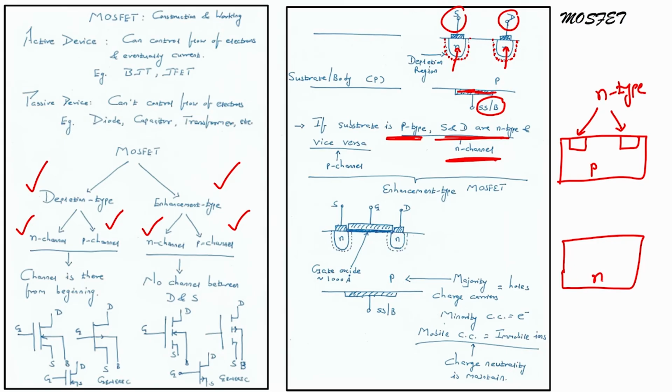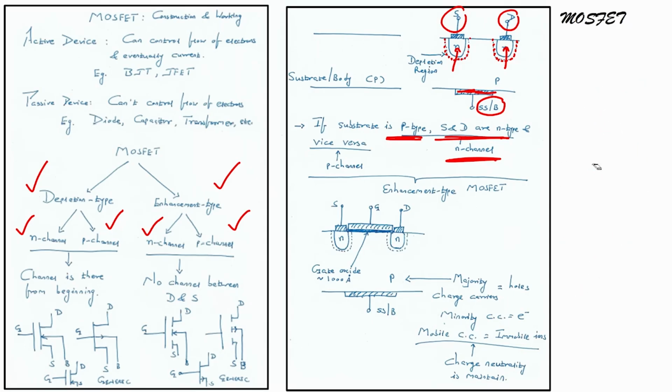If my channel is n type, meaning if my substrate is n type, my source and drain are p type. Okay, that is another way of understanding it. See, when I say n type and p type, I am talking about the substrate, not the channel. An n channel MOSFET is different.